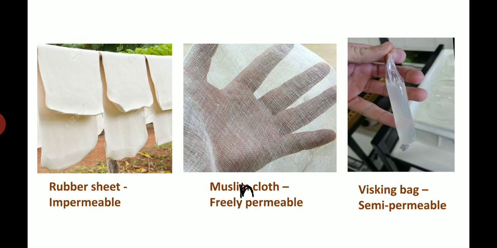Otherwise, if you use muslin cloth or rubber sheet, you will not get the desired result, because rubber sheet is impermeable, which will not allow any of the molecules to pass through them, whereas the muslin cloth has such large pores that it will also allow the sugar molecules to pass through them. So you will not get the desired result.